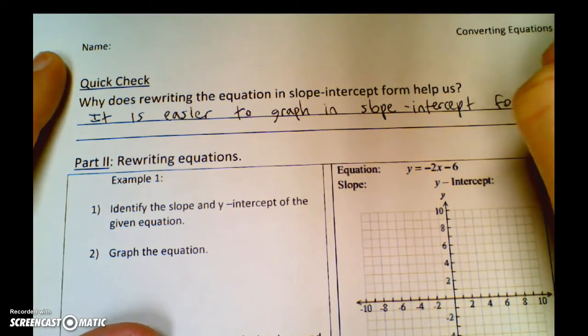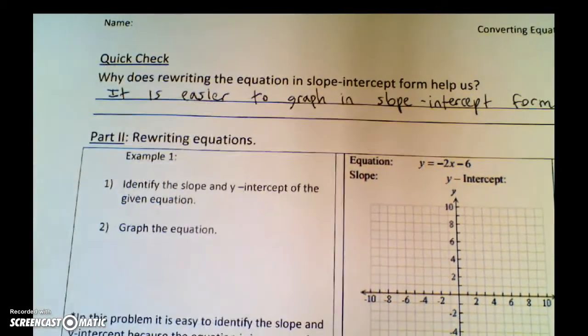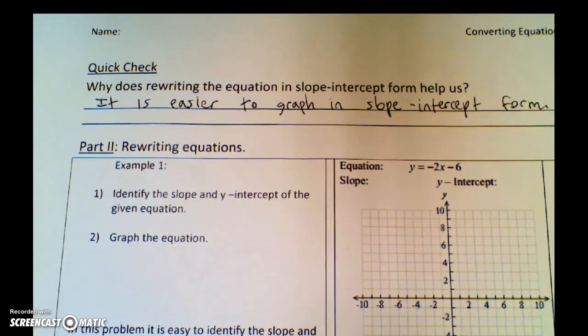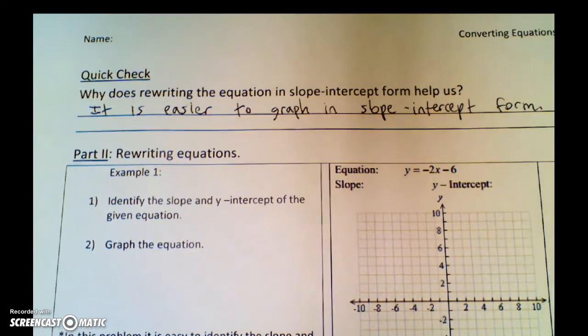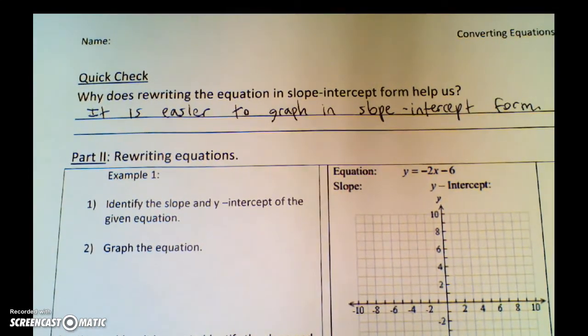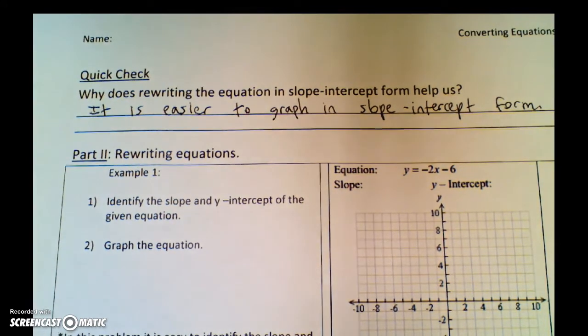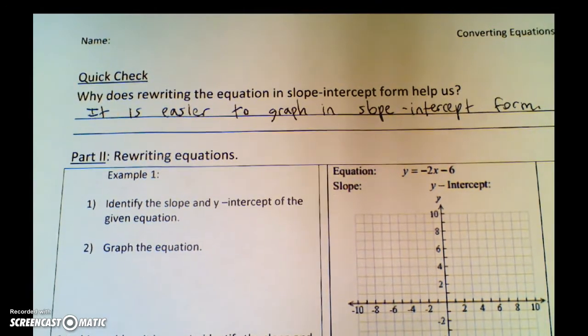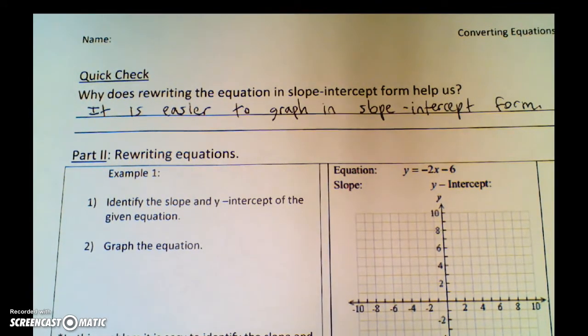If you have the slope and the y-intercept, you're going to be able to plot the point for the y-intercept and use the slope to get another point and graph. It's a little bit harder to do that when you see it listed as a standard equation. So what we're going to work on is taking these equations in standard form and turning them into slope-intercept form, just so it's easier to identify the slope and the y-intercept.